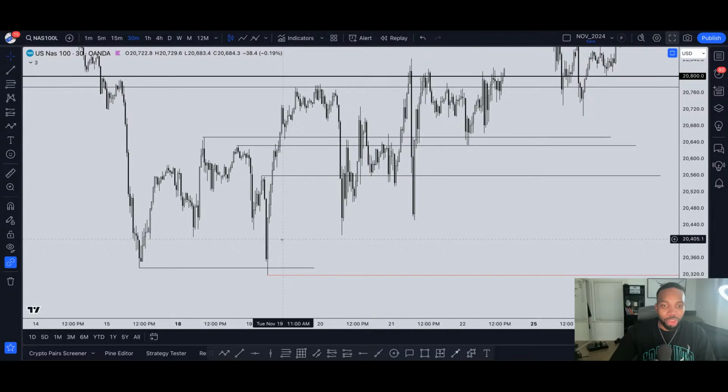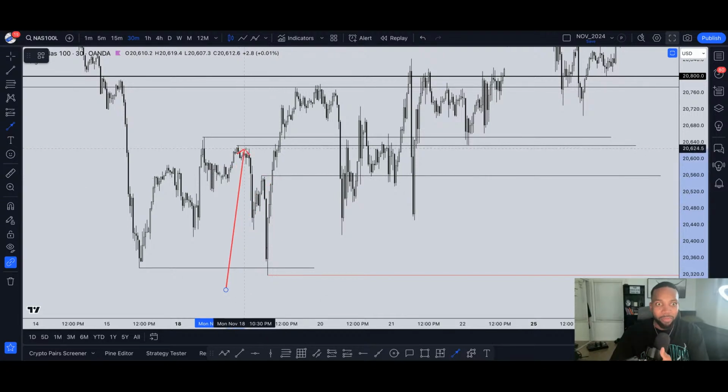Your first entry could have been at any one of these breaks of structure because price broke structure to the upside multiple times. After these lows were swept, we broke structure here. We broke above these highs. Okay, that's one confirmation. We broke above these highs up here. Another confirmation. And we also broke above these highs. Price did a very nice break of structure to the upside, indicating to us that we want to continue price in the upward direction. So that was pretty significant.